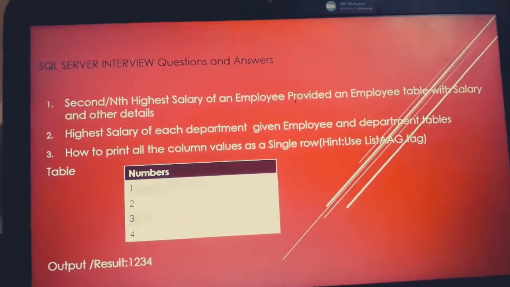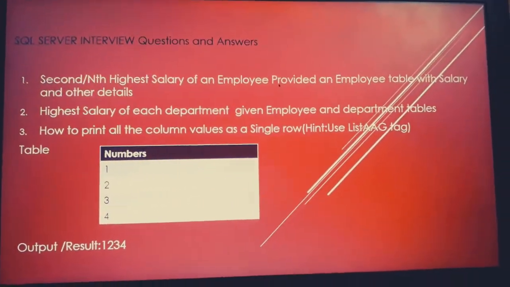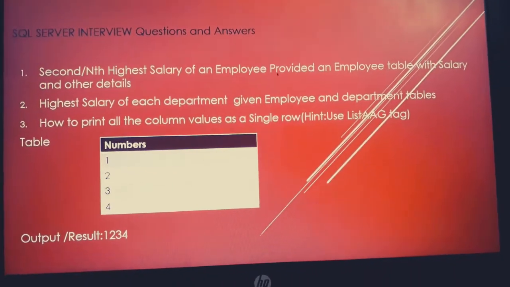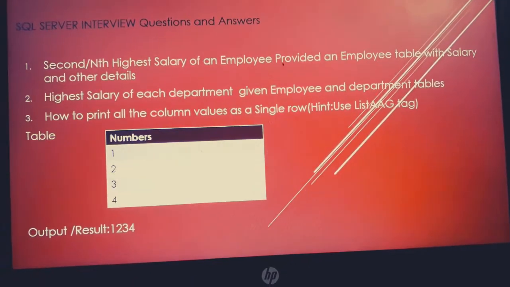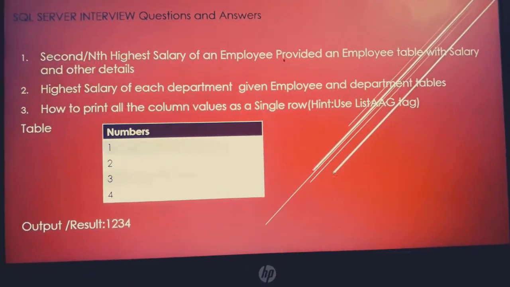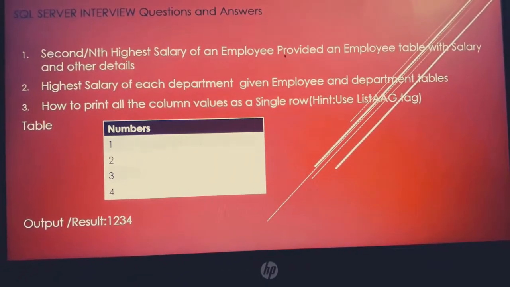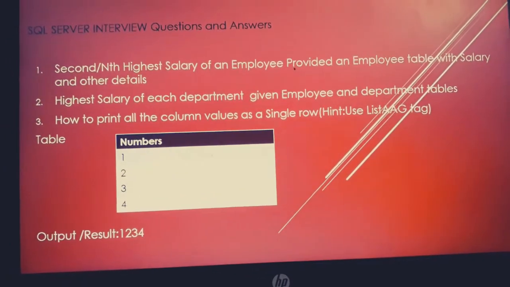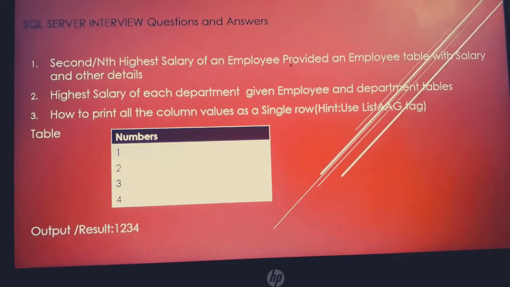First question, second or nth highest salary of an employee, provided an employee table with salary and other details. So the interviewer may ask you to write the second or nth highest salary of an employee given a table with salary and other details. My hint would be to achieve it through rank.